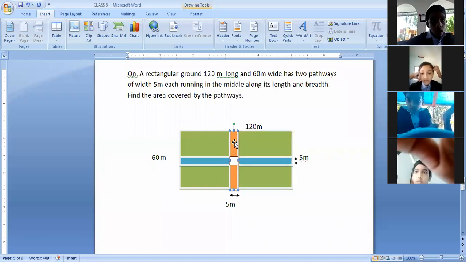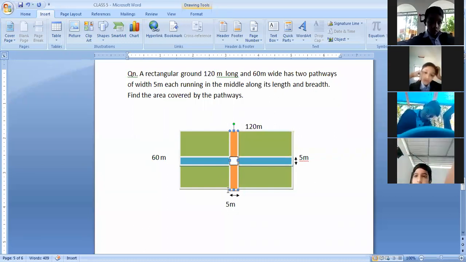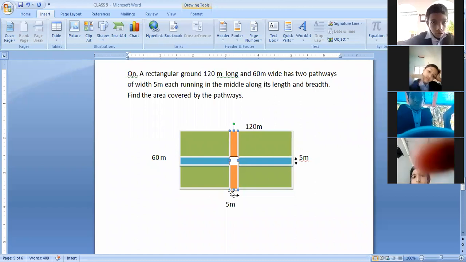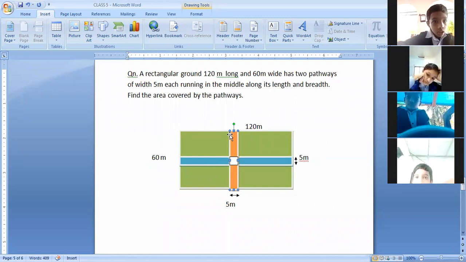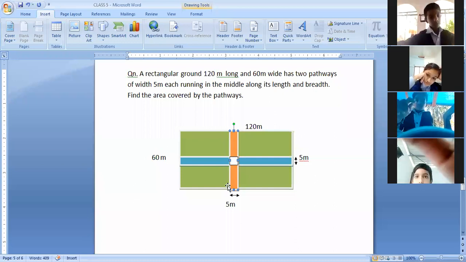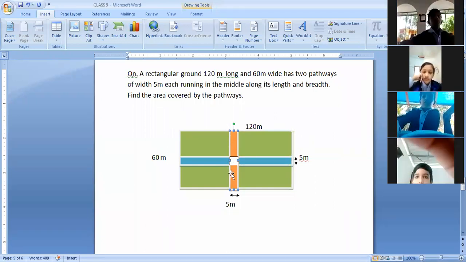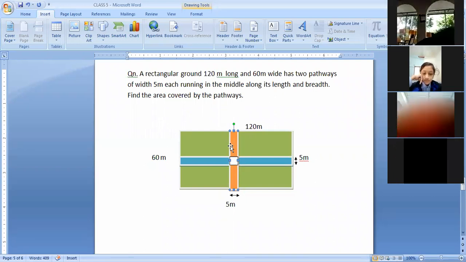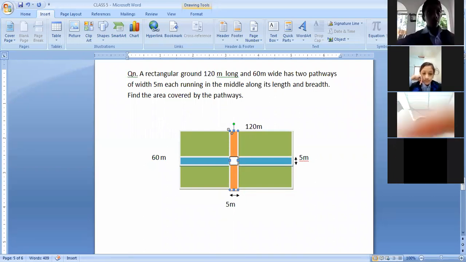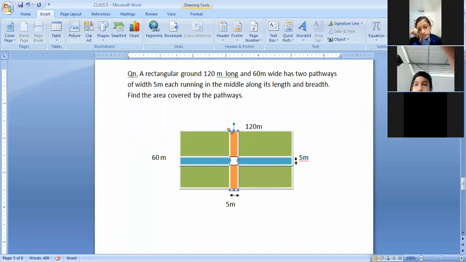We have to tilt our head. So this long side is the length of this pathway. Clear? Did you get that point? Yes. So what is this length? 60 meter. Yes, that is 60 meter. Now tell me the breadth of this orange pathway. 120 meter? This is the pathway, right? 5 meter. Yes, 5 meter.